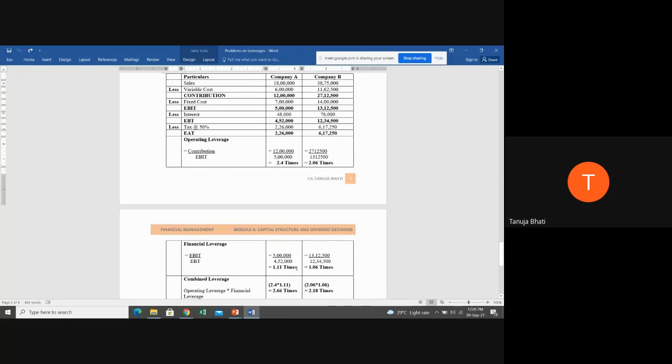You got 1.11 times. Combined leverage, as I told you all, either you can use the formula or you can combine the answer of operating and financial leverage. When you're combining, you have to multiply, not add. So 2.4 times into 1.11 times, you got the answer for combined leverage as 2.66 times. Or you can use the formula: contribution divided by EBT. That is 12 lakh divided by 4 lakh 52,000. You get the answer of combined leverage.